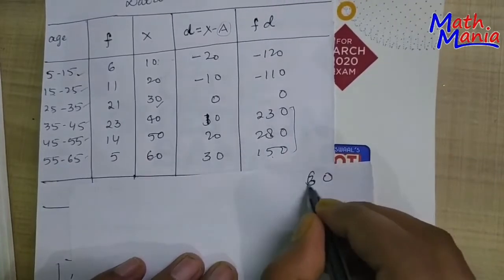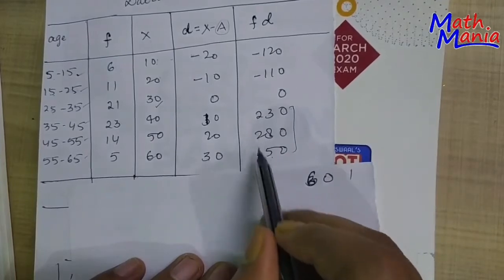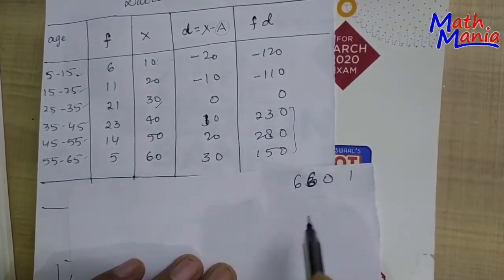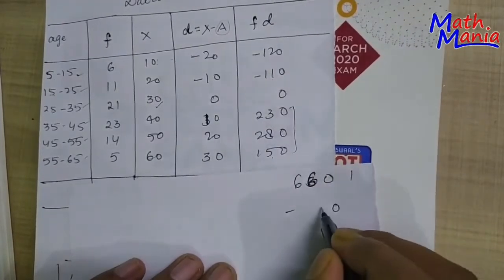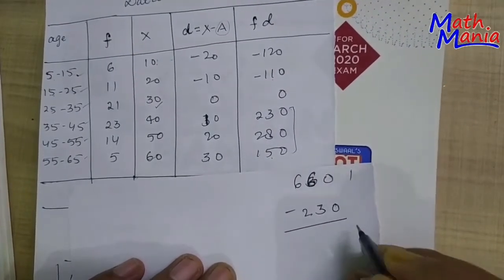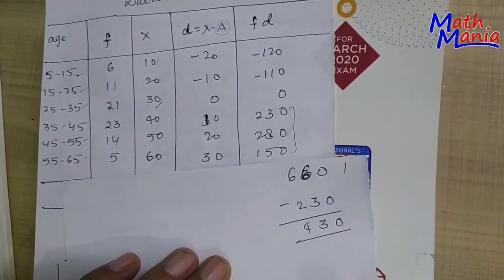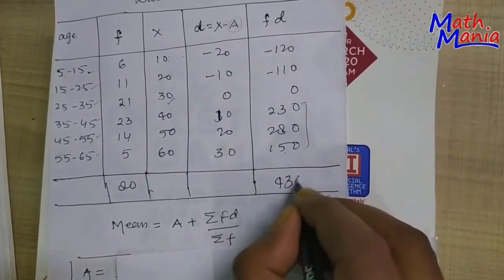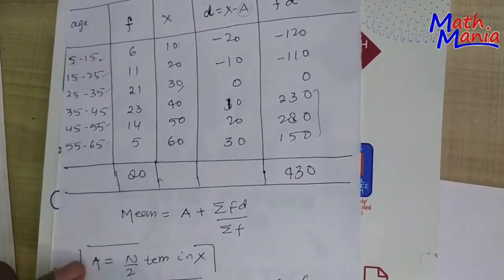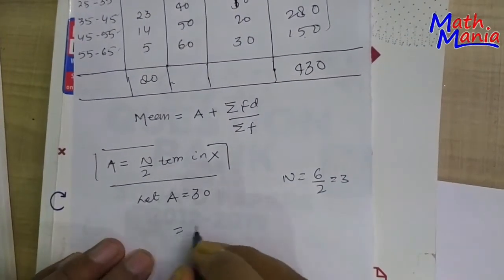So the positive numbers are 230, 280 and 150, which add up to 660. And the negative numbers are minus 120 and minus 110, which add up to minus 230. We have to subtract it: 660 minus 230 is 430. 430 is the sigma f into d. So let's apply the formula.